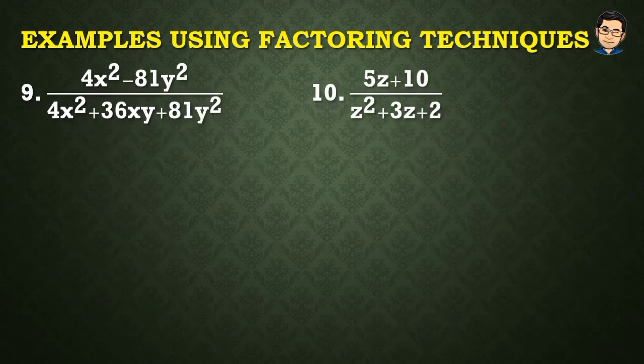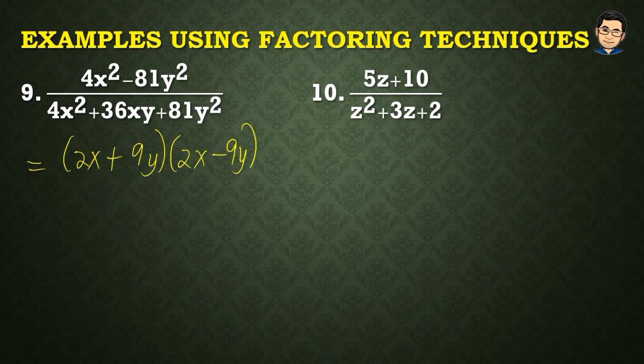Number 9, 4x squared minus 81y squared all over 4x squared plus 36xy plus 81y squared. So, yung ating numerator can be factored using difference of two squares. So, that is the square root of 4x squared, that is 2x, plus the square root of 81, that is 9. Tapos, yung y squared, y. So, 2x plus 9y times 2x minus 9y. Okay. So, madali lang po kasing factoring difference of two squares. Dahil pareho lang po yung term, magkaiba lang ng sign.